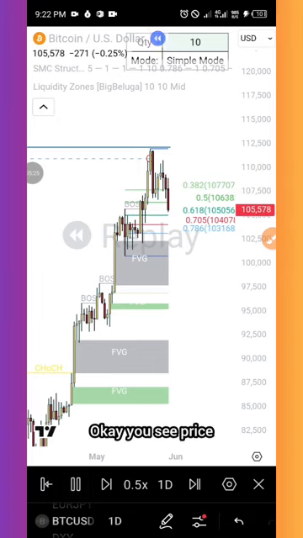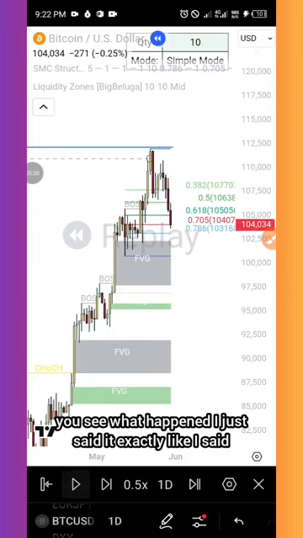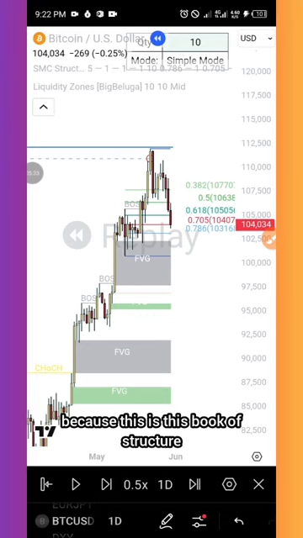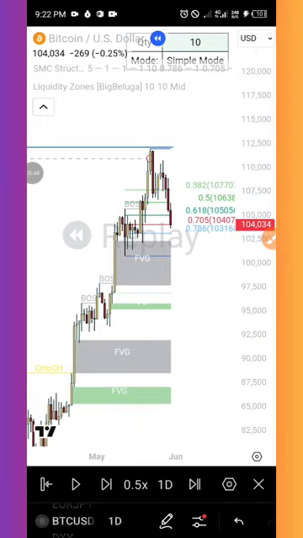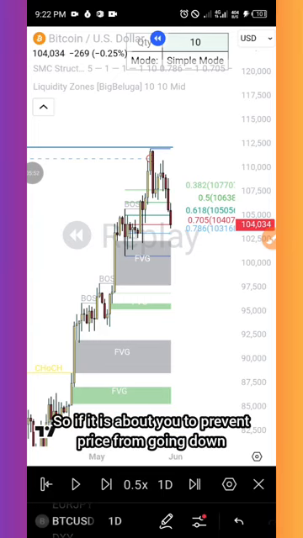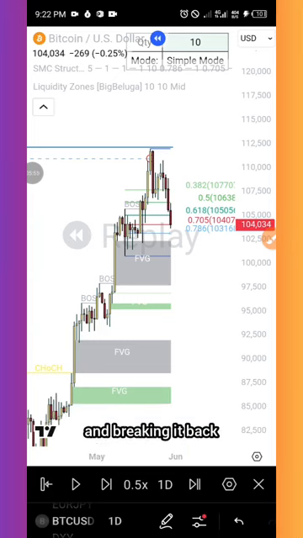Okay, you see price. You see what happened? I just said it exactly like I said, because this break of structure, because price did not take time to build structure, so it's not actually a very strong zone that can propel price upwards. A good zone would hold price from going down, mostly if it's a support. If it's a support, it will prevent price from going down and breaking it back.